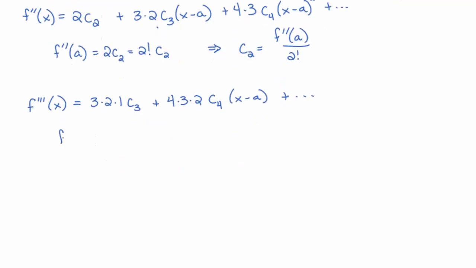And therefore, f triple prime at a, all the terms with x minus a's disappear, and you get 3 factorial c sub 3.